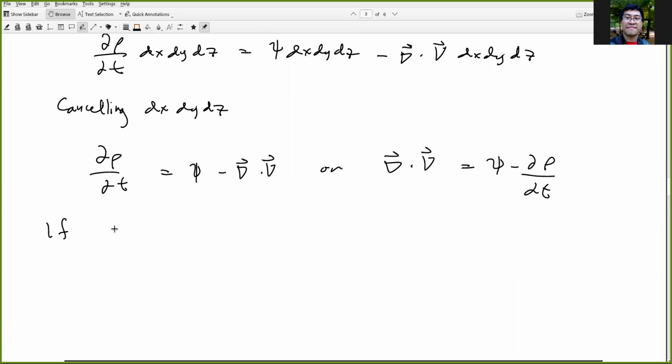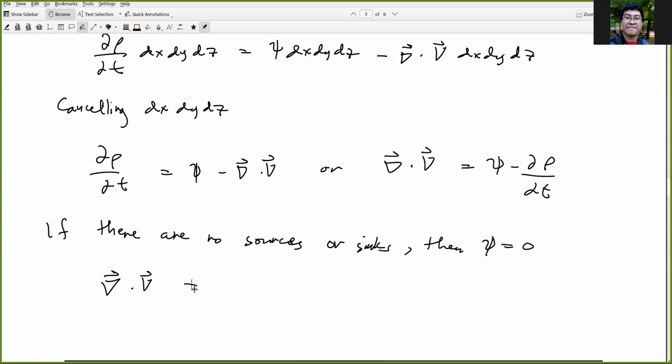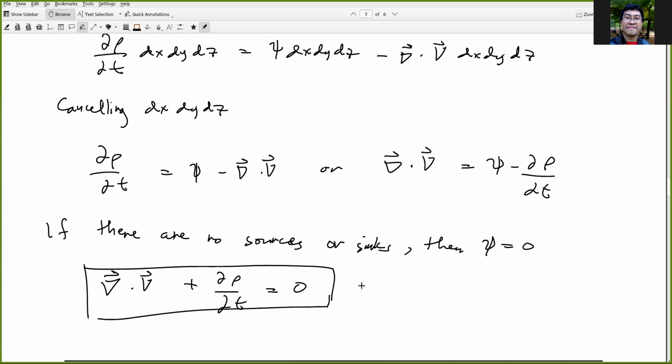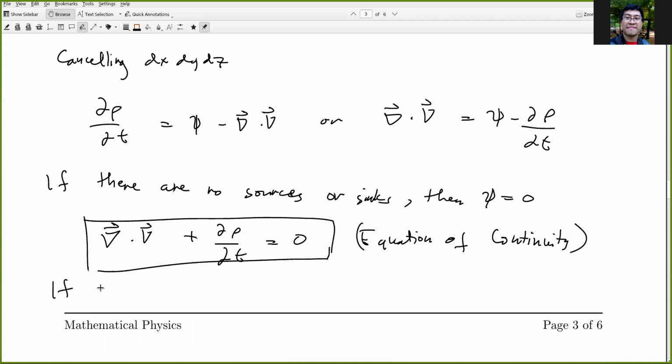So if there are no sources or sinks, then psi equals 0. If psi is 0, then you have del dot v plus partial rho with respect to t. If you move this to the other side, this is equal to 0. And this is called the equation of continuity. Also, if partial rho with respect to t equals 0, and psi is non-zero, then del dot v equals psi.